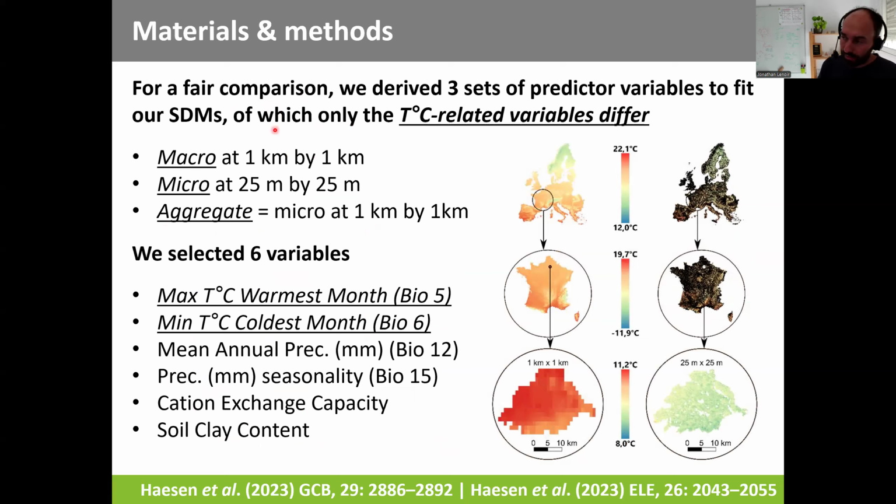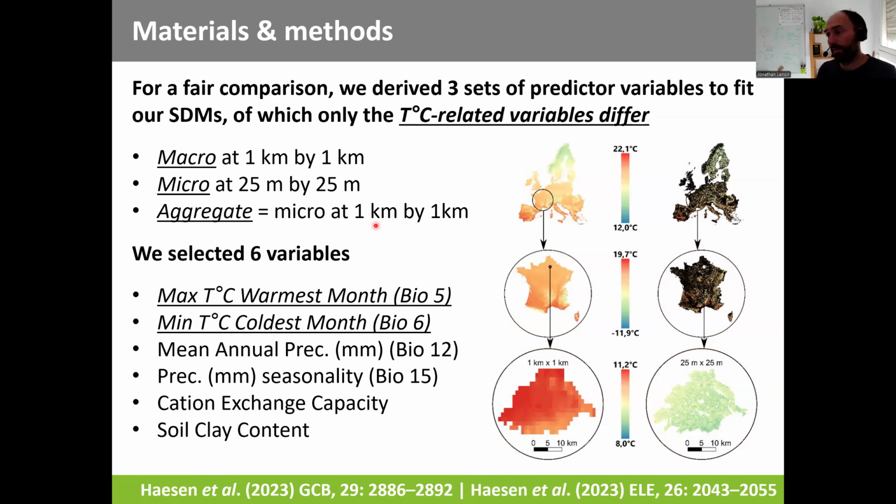We did a comparison, and for a fair comparison, we derived 3 sets of predictor variables to fit our SDMs. One will be macroclimatic layers at 1 by 1 kilometer resolution, like the WorldClim or Chelsea database here. So this is a 1 by 1 kilometer resolution. And then we have microclimatic condition at 25 meter by 25 meter resolution, which is the climatic grid I just have been showing you for Europe. This is an example here with the forest of Compiègne in northern France, to compare with the 1 by 1 kilometer resolution over the same temporal period of a 30-year average.